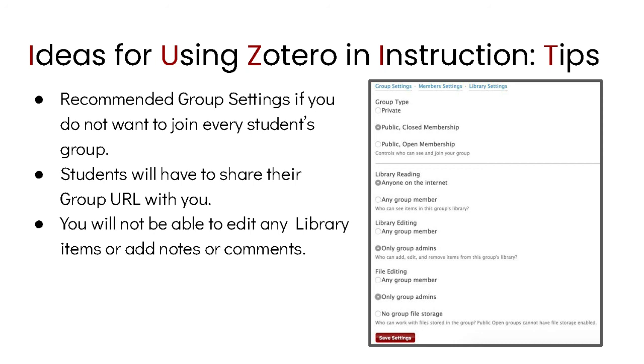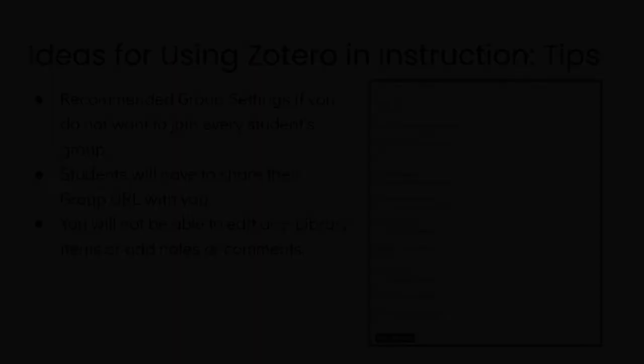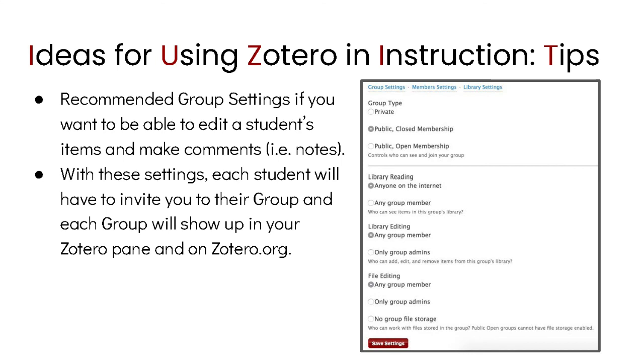So this is how I would suggest you set it up if you just want to have view access. These are my recommended settings if you want to be able to edit it and make comments with the notes, with the tags, with the annotations. So each student will have to invite you, and that group will show up in your Zotero pane or on zotero.org when you log in. So I would suggest, as we have at several points, to create a separate account. Maybe your personal account, if you use Zotero for your personal research, is separate from the Zotero account that you then use to access your student groups. And then you can easily leave any of the groups when that course concludes. So if you continue to use this assignment semester to semester, you only have your current students in there.